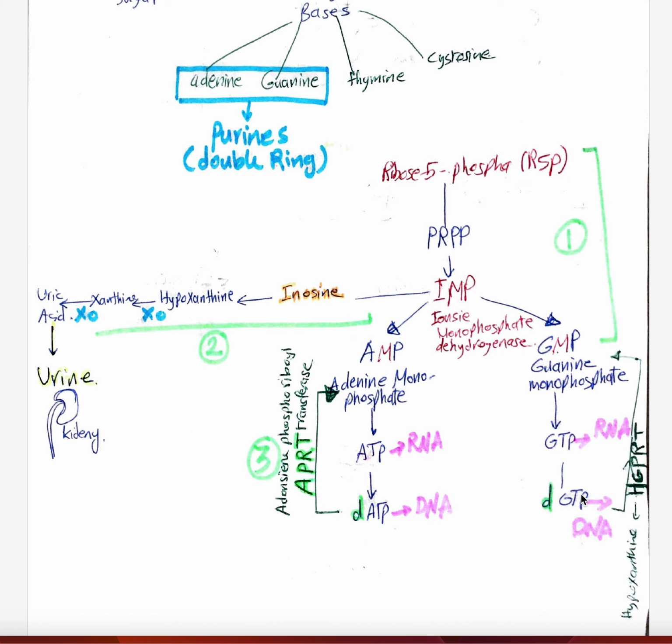And you know what the enzyme is here? It's called the transferase, and that leads to deoxy GTP, which leads to the formation of DNA. Adenine monophosphate leads to the formation of ATP, which leads to the formation of RNA, and deoxy forms lead to the formation of DNA.